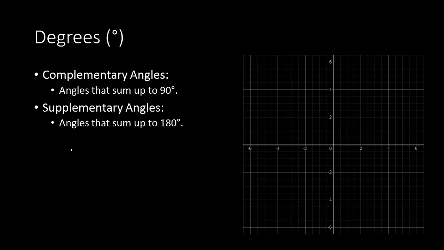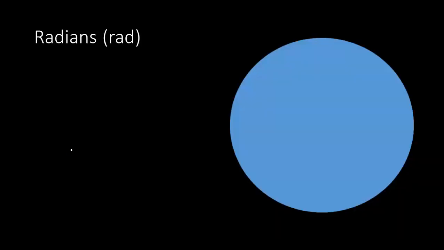All right? So that is all for the degrees. Now we can proceed to the radians. Radians are basically another way to measure angles. The unit is just rad. All right? So how can we form angles with the use of radians? Let's talk about its background.